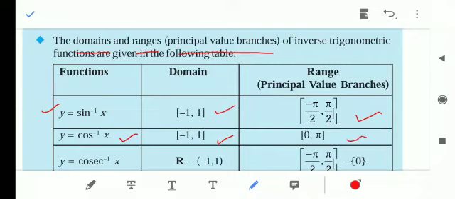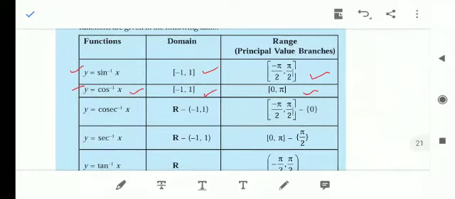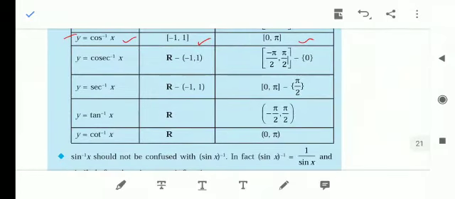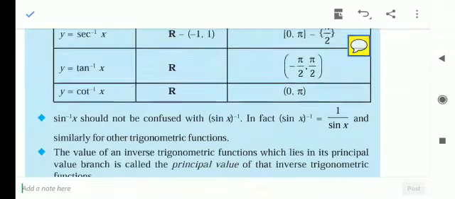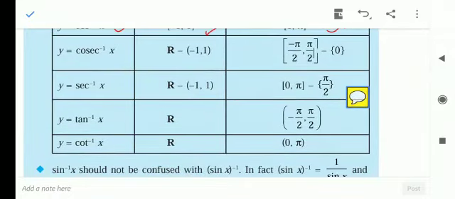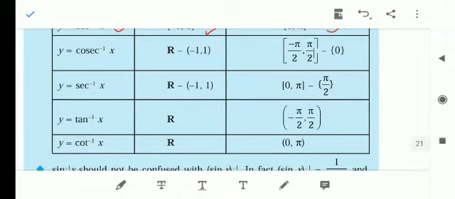In the same way, for cosec inverse x, the domain is minus 1 to 1 excluded, and the range is minus pi by 2 to plus pi by 2, excluding the middle value 0. For sec inverse x, the domain is the same and the range is 0 to pi, excluding pi by 2. And for tan inverse x, the range is minus pi by 2 to plus pi by 2, and for cot inverse x it is 0 to pi.